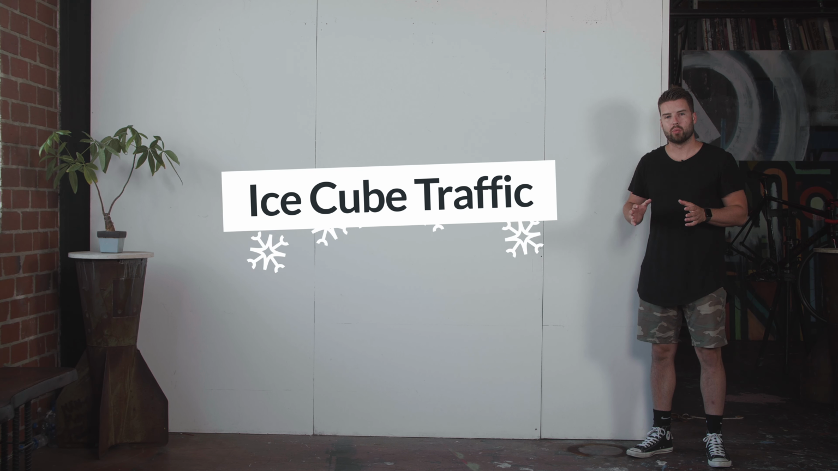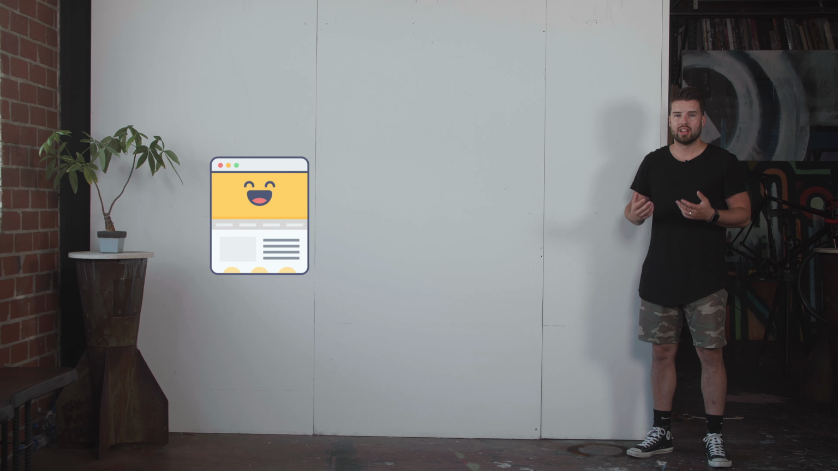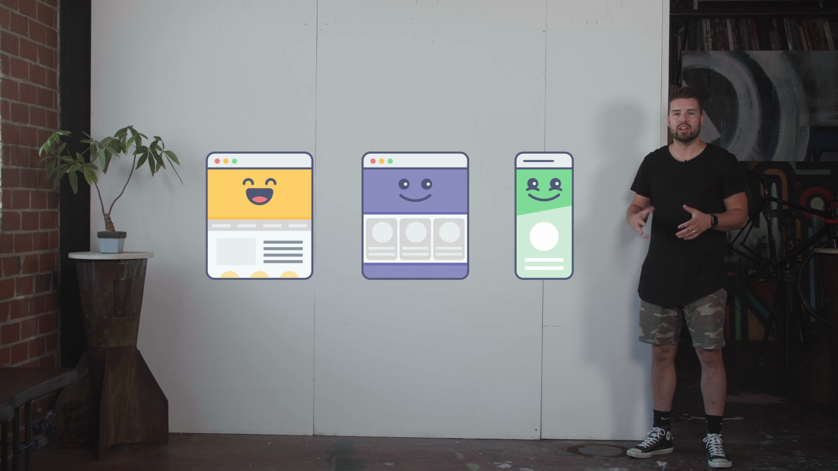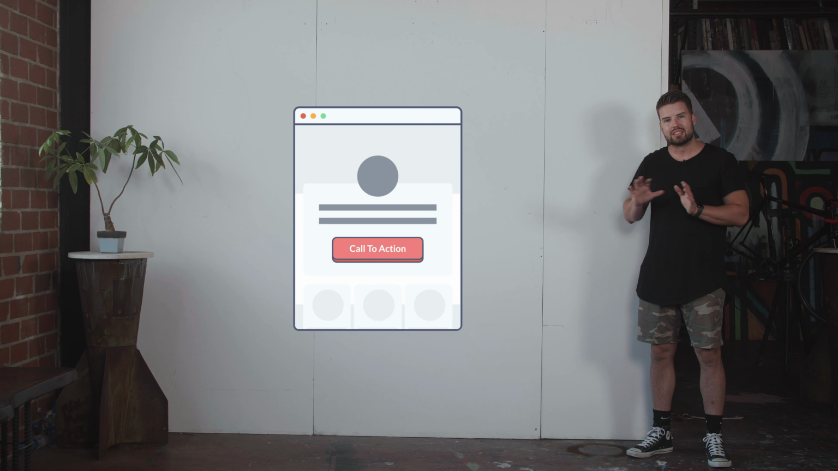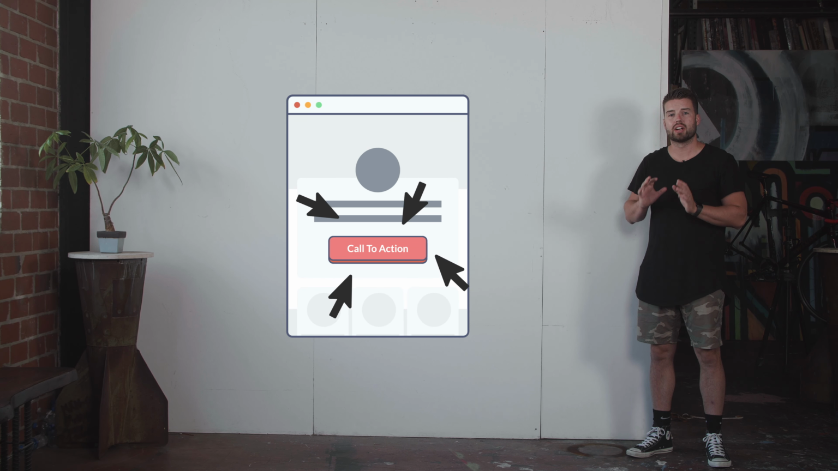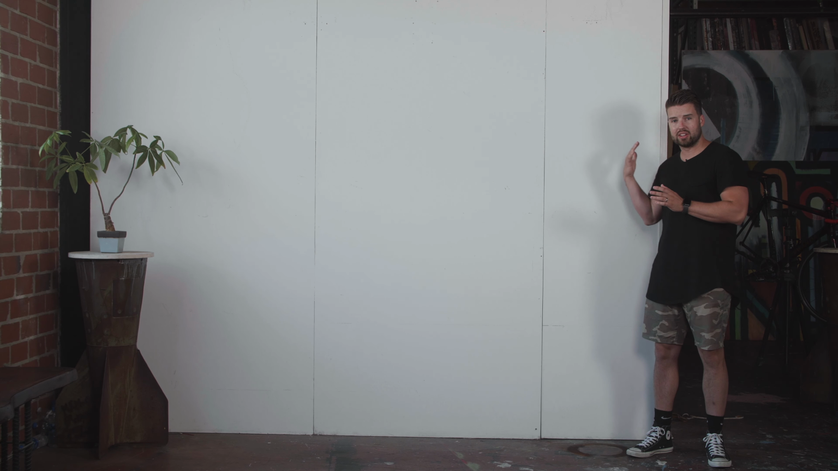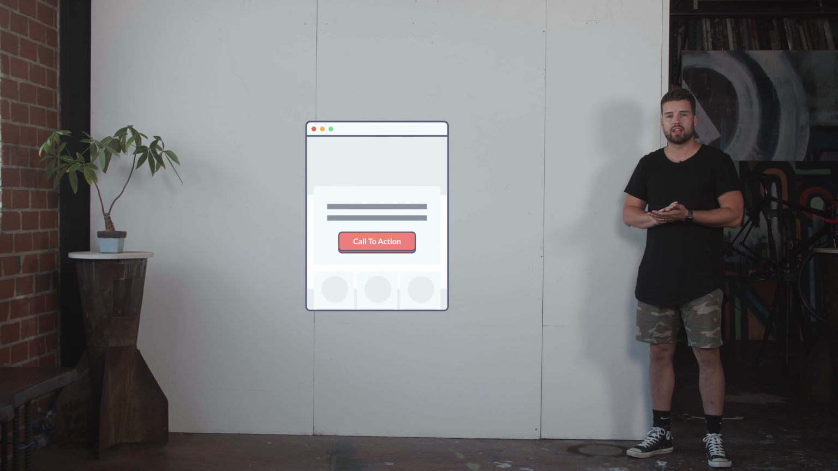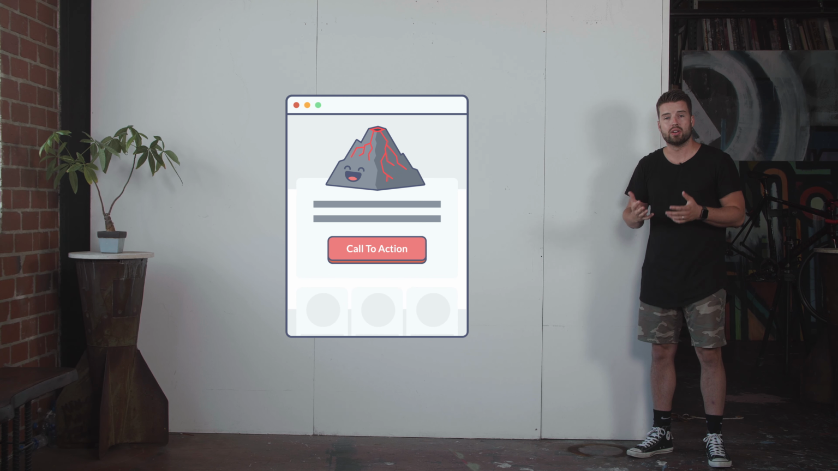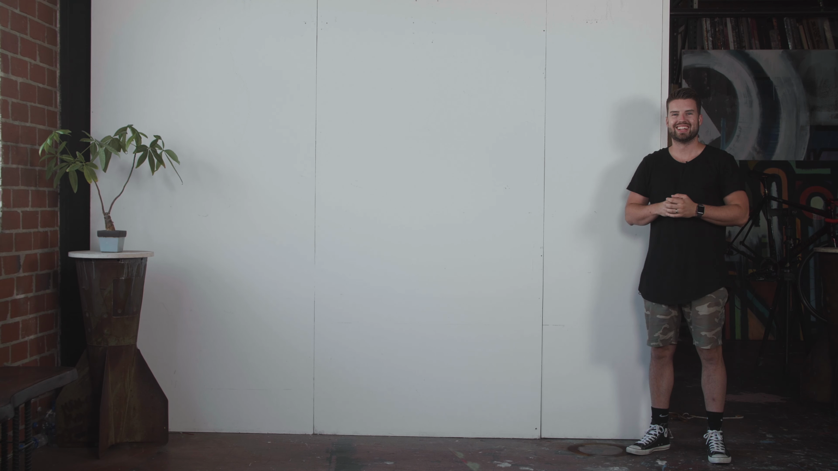Now, ice cube traffic, which as the name implies is very cold, is usually the traffic that ends up on your site, your landing page, or your mobile install page, not knowing how they got there, and they don't know who you are. As you can see logically, this type of traffic has a very, very low chance of converting on your core call to action, which is your main objective. Now, on the other right side of the scale, you have the volcano traffic. This volcano traffic is usually branded search traffic that knows who you are, wants to interact with you, and actually wants to convert too.